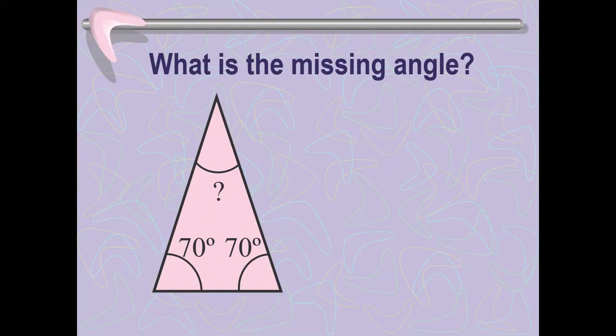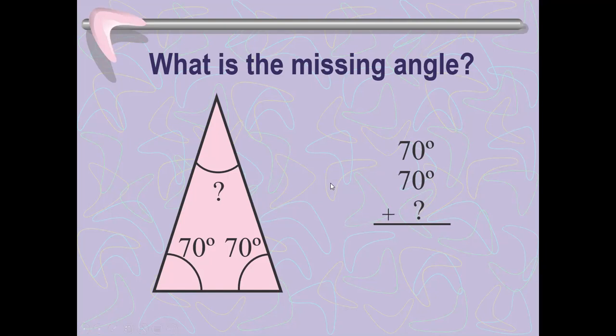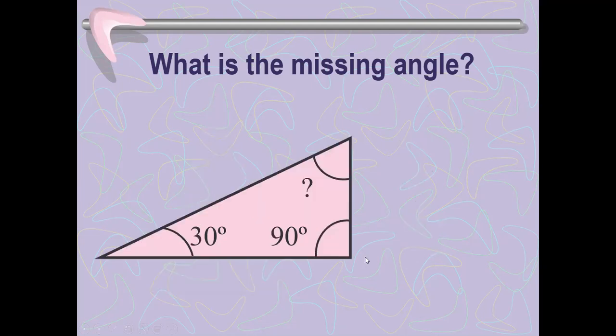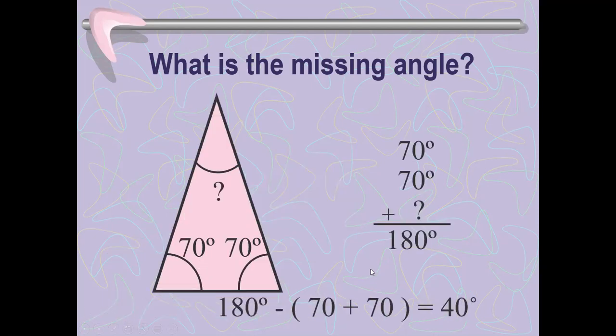Now, if we have a missing angle in the triangle, what will you do to find it? Concentrate. In this triangle, for example, we have two angles, 70 and 70, and an unknown angle. The sum of the three angles must be 180. To find the unknown angle, we subtract 180 minus the sum of the other two angles: 180 minus 70 plus 70.